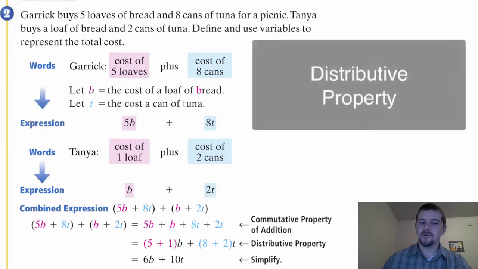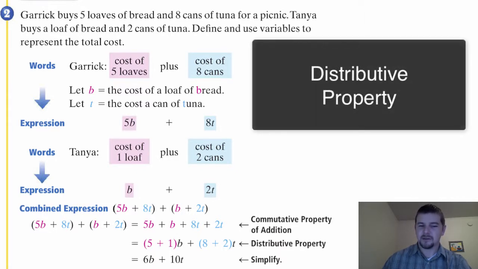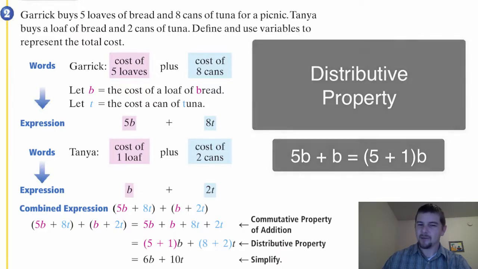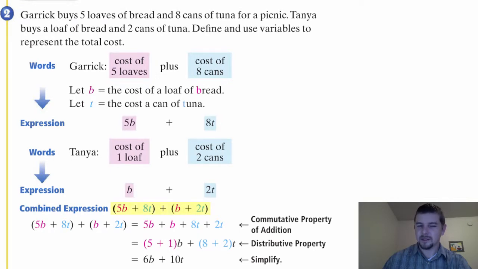Alright, we can also use the distributive property in order to factor out a variable from an expression, like 5b plus b being rewritten as 5 plus 1 times b. Now I prefer to combine my like terms, and rather than using all of these properties to write out my work as I go, to simply skip from this step to this step by combining 5b plus b and knowing that it's going to equal 6b, and 8t plus 2t knowing that will equal 10t. So our final expression will be 6b plus 10t.